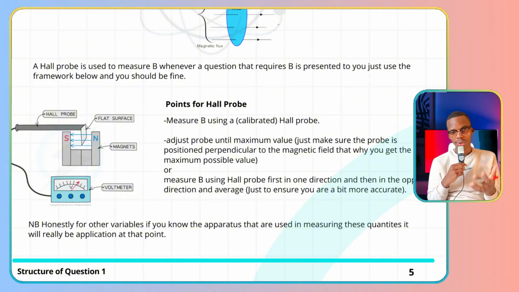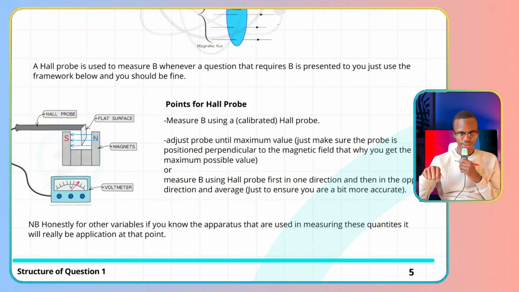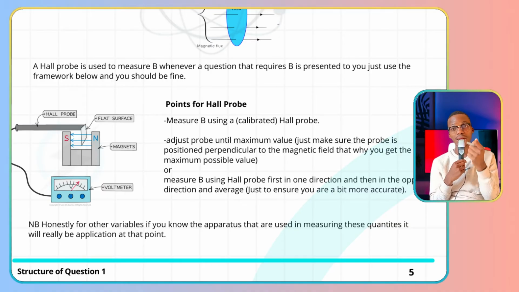So you can measure B using a Hall probe first in one direction and then in the opposite direction. So you flip it and measure in the opposite direction, and then you average. You take the two readings, average them, and you get an average value of B. So you put it in one direction, then the opposite direction, then you average. These are possibly going to appear under additional details, but these are marks that you put on a method of data collection.